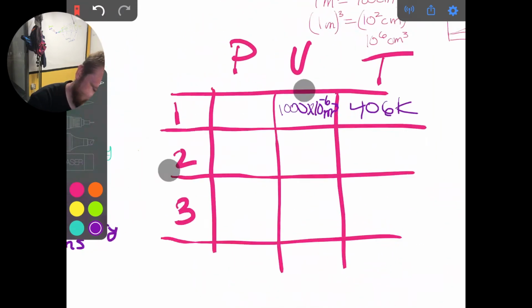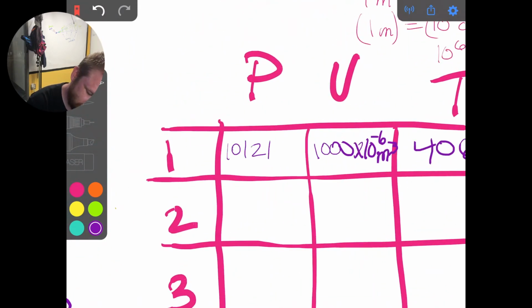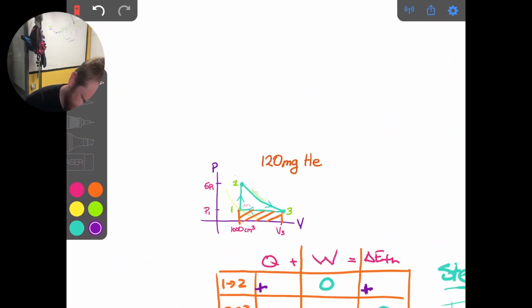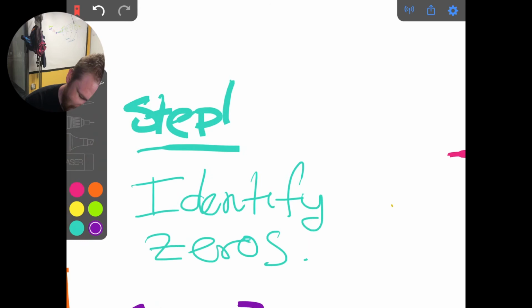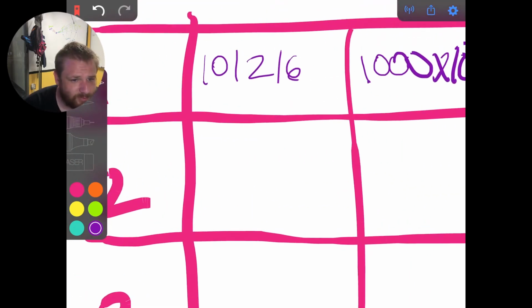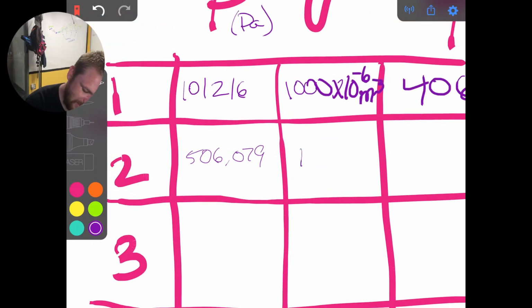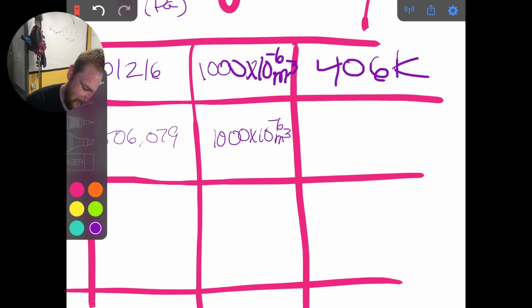So we can fill that into our table here. I'm just going to add pascals to the top here because those are going to be the implied unit. We know the pressure increases by a factor of 5 when we go to state 2, because that is given on our chart here. We have a 5 P1 here. So let's go ahead and fill that in our PVT chart because it will probably be useful for us. 506,079. The volume is the same at that point because it's a constant volume process, and we don't know the temperature.